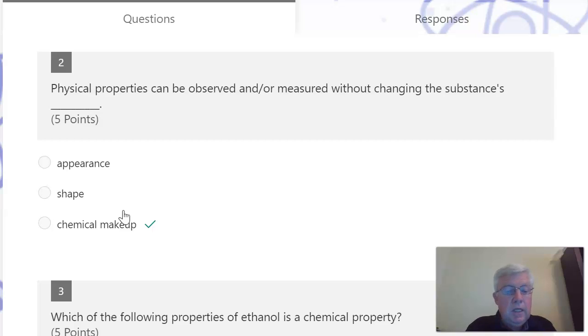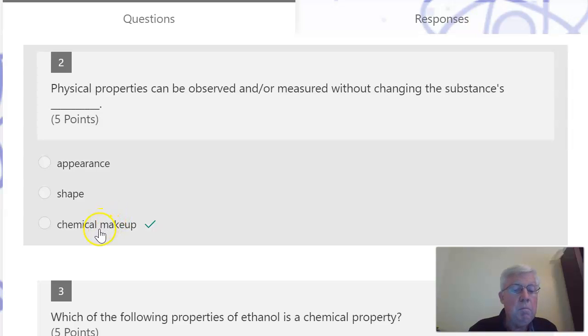Number 2, now you can just glance at the answers if you want. Don't get me wrong, that's fine. You can fast forward through this, or you can listen to maybe some suggestions. Physical properties can be observed and/or measured without changing the substance's what? When I look at a metal bar or a piece of fruit, whatever it might be, and I'm looking at its physical properties, the substance doesn't change. When I'm measuring its density, seeing if it's malleable, boiling it, or melting it, I'm not changing its chemical makeup.